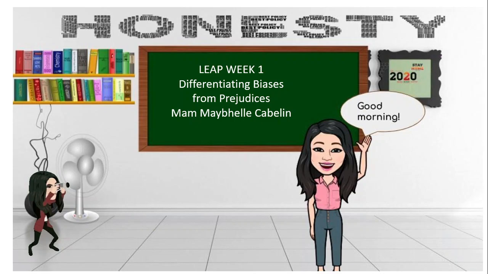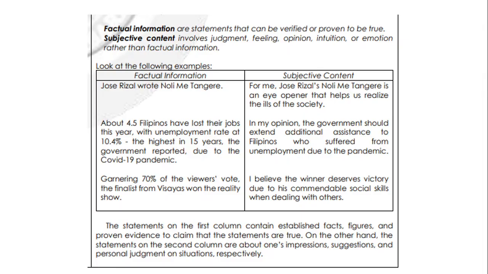So in that way, the layup, yung natanggap ninyo ay tinuturuan tayo ng dalawang information na dapat ay alam natin, which is the factual information and subjective content. Okay? So, factual information, these are the statements that can be verified or proven to be true. Mapapatunayan mong totoo. Okay? Pag sinabi naman natin subjective, it came from the root word subject, meaning general. It is only an information that involves judgment, feeling, opinion, intuition, or emotion rather than factual information.